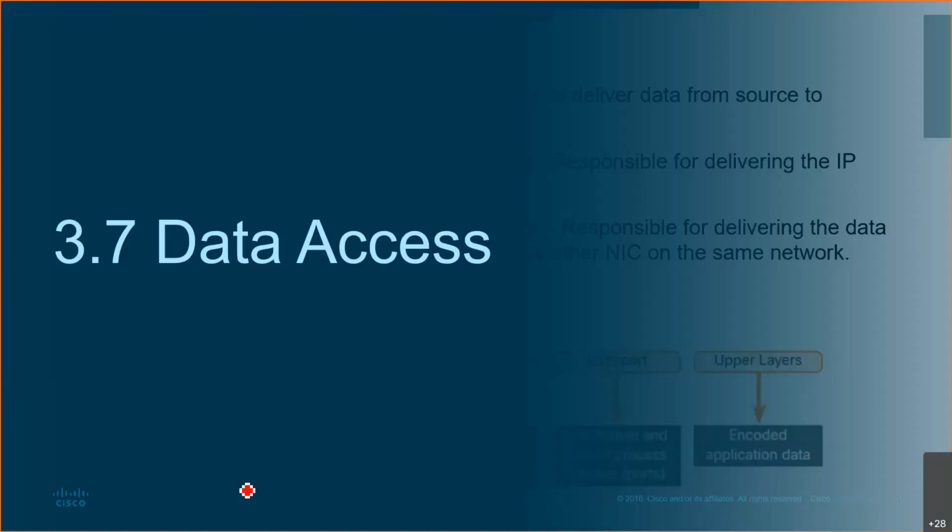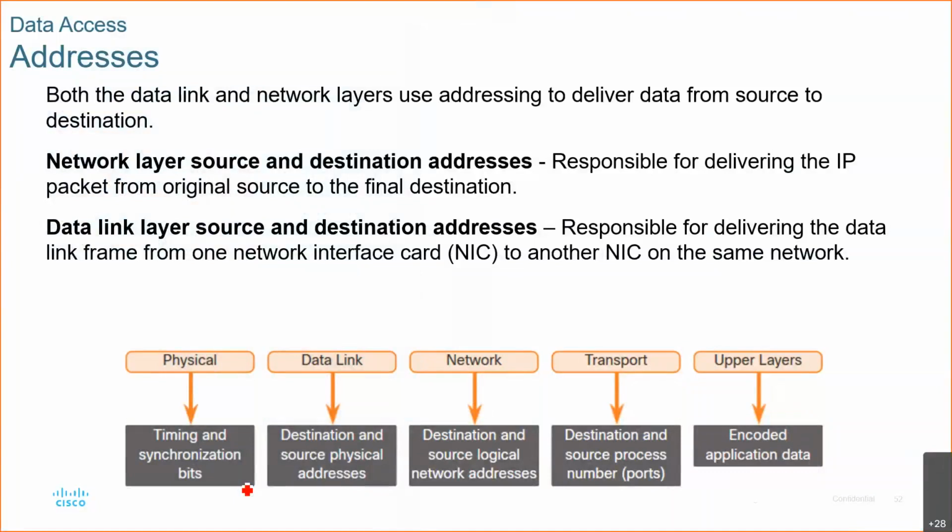Now we go to data access. Like I said, if you look at your OSI model, where you have the physical layer going up to the data link layer, going up to the network layer, there is something you have to know about these three layers. First of all, the physical layer takes care of the timing and synchronization. The data link layer always takes care of the MAC address, your hardware address of the network. The moment you go to the network layer, that is where we look at the IP addresses. The transport layer will look at the ports, and the upper layers, mainly the application, will look at the apps.